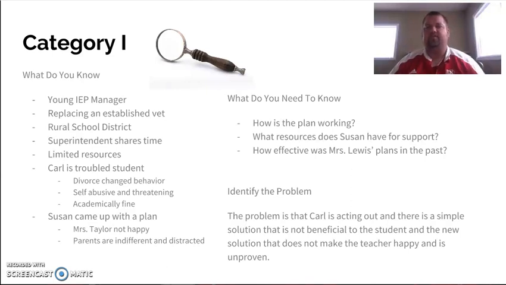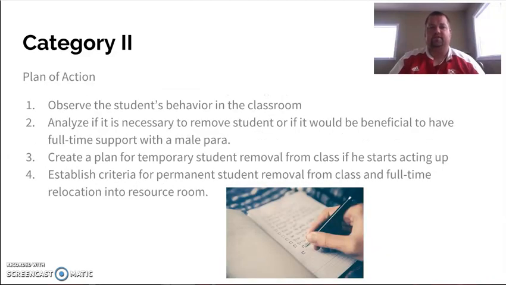Identifying the problem. The problem is that Carl's acting out, and there's a simple solution that's not beneficial to the student, and the new solution that does not make the teacher happy is unproven. The simple solution would be to take him out of the class. The new solution is to keep him in for the betterment of the student.